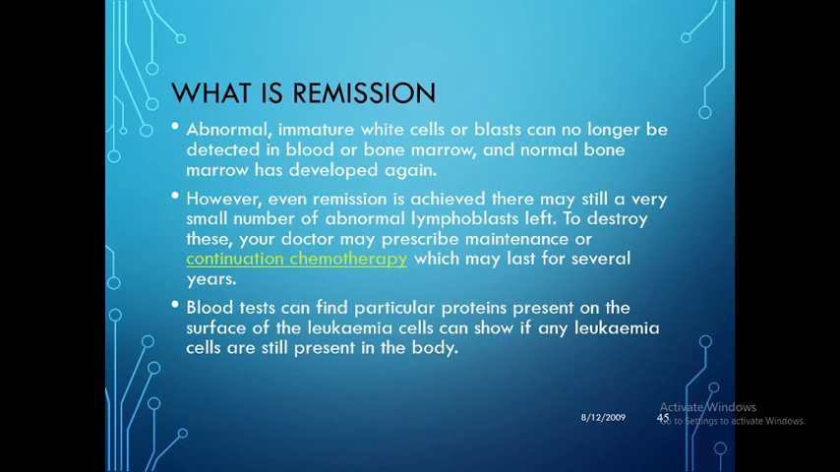However, the second point: even if remission is achieved, there may still be a very small number of abnormal lymphoblasts left. To destroy these, your doctor may prescribe maintenance or continuation chemotherapy, which may last for several years. Blood tests can find a particular protein present on the surface of the leukemia cells, and can show if any leukemia cells are still present in the body. I think you understood this slide.